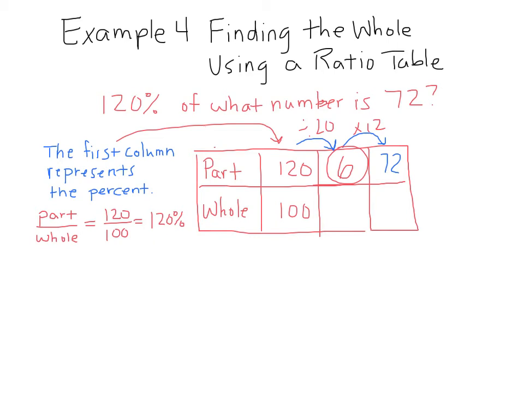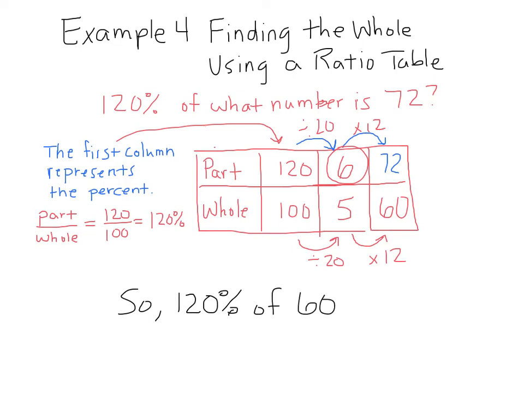Whatever we do to the top, we're going to do to the bottom. So we divide it by 20, and we should come up with 5, and then 5 times 12 is 60. So, overall, 120% of 60 is 72. So we found what number, being 60: 120% of 60 is 72. So I've showed you two different ways to figure this out. You can find the whole by using the division way, or you can find the whole by using the ratio table. You need to figure out which one best suits you. How do you learn better? From the ratio table or from just doing the division problem that we just learned in example 3?